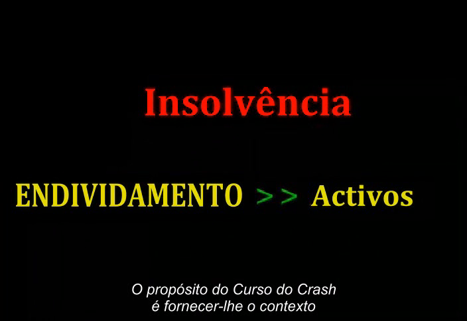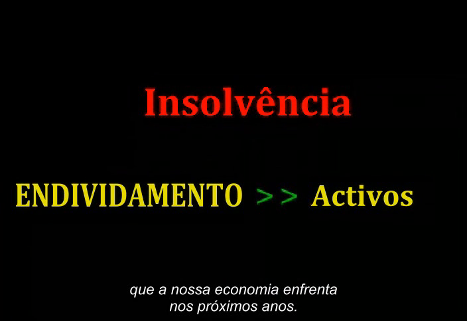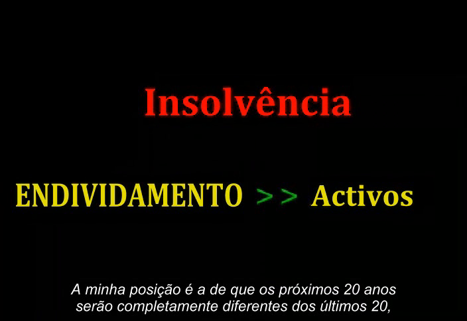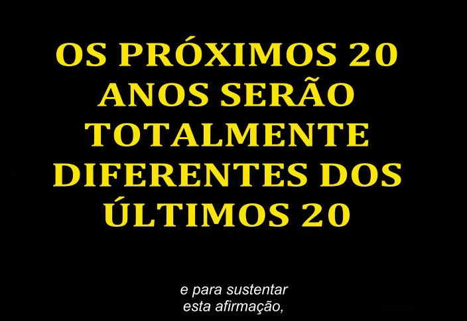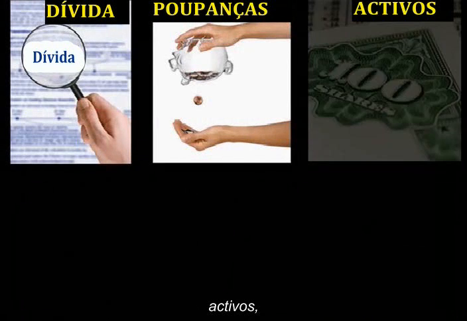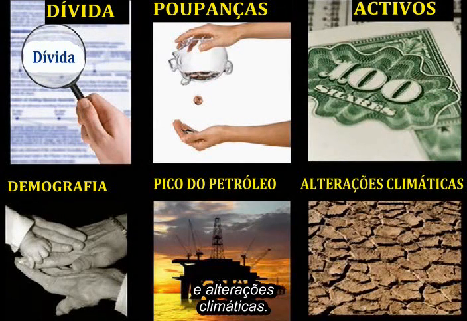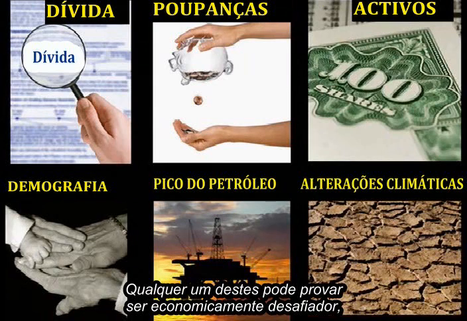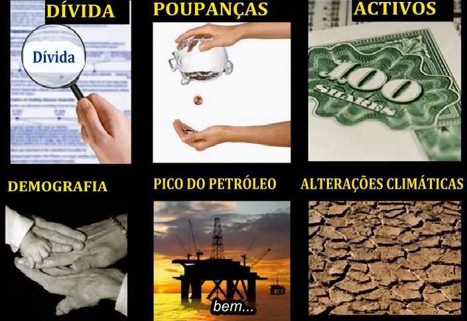The purpose of the Crash Course is to give you the context and the data you need to be able to accurately assess the likelihoods and risks that our economy faces over the next few years. My position is that the next 20 years are going to be completely unlike the last 20 years. And to support this statement, I'm going to take you through 6 key areas of data: debt, savings, assets, demographics, peak oil, and climate change. Any one of these could prove economically challenging, but the combination of 2 or more simultaneously, well, I'll leave that for you to assess.